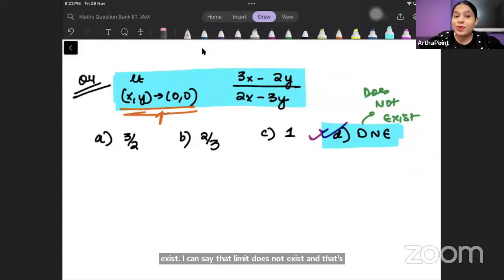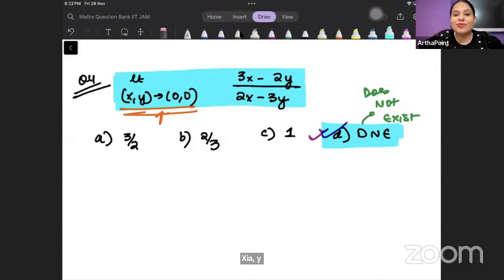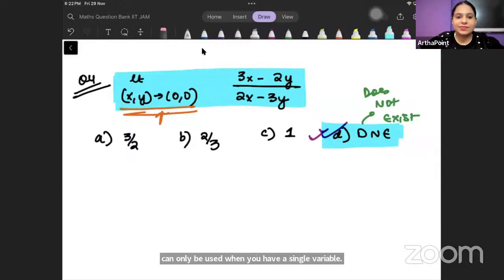We cannot use L'Hopital here. This is a two variable case, not one variable. Right? तो किसके respect में differentiate करोगे? X या Y? We cannot use that. So it's a coordinate now. X is 0 and Y is 0. L'Hopital can only be used when you have a single variable. No, we cannot use that. This is the best approach to apply to this kind of question.